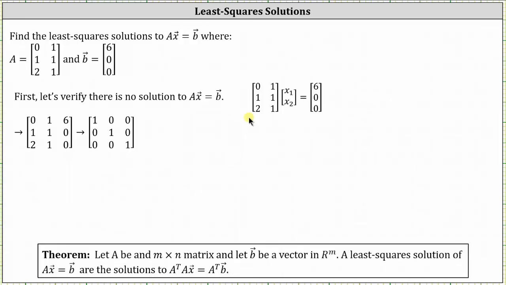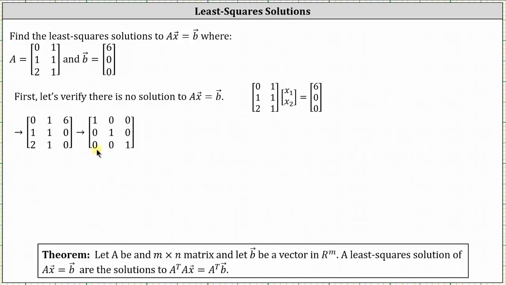To try to solve this, we would write the augmented matrix, where the first row is 0, 6, 1, the second row is 1, 1, 0, and the third row is 2, 1, 0, which we see here. I've already written this in reduced row echelon form. Remember, the first column would be the coefficients of x1, the second column would be the coefficients of x2, the third column would be the constants.